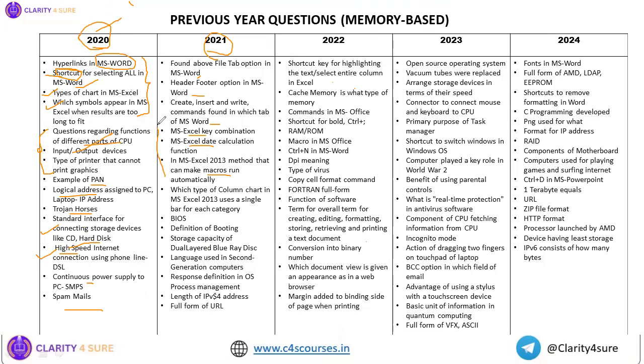So again, you see major chunk from MS Office, right? Okay. Then there are some basic questions like booting, then storage capacity. But here you see dual-layered Blu-ray disc. Okay, they have not asked from CD or something. They have asked this. Language used in second generation. I told you generation wale questions IBPS ke favorite hote hain. Then these are some of the things.